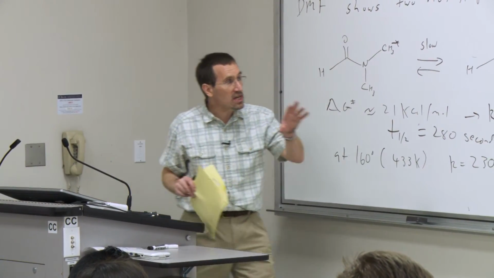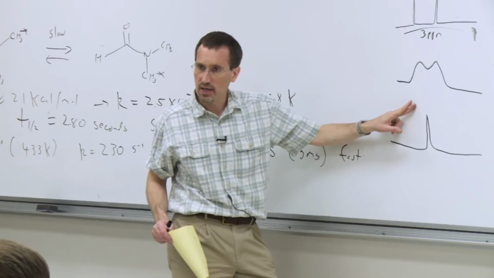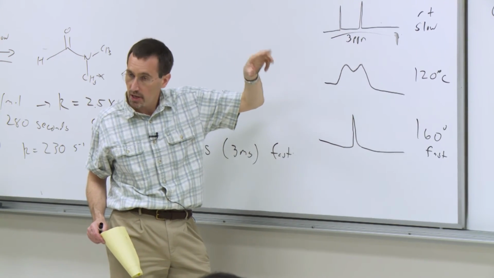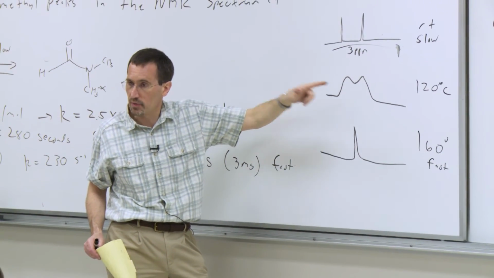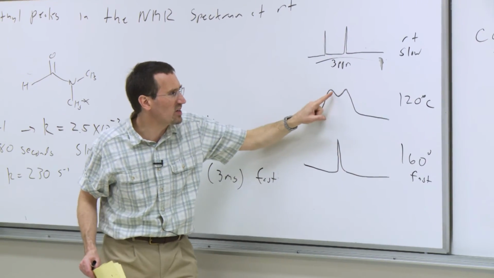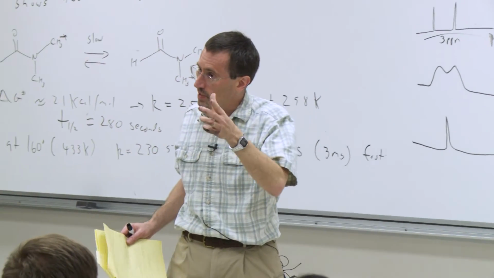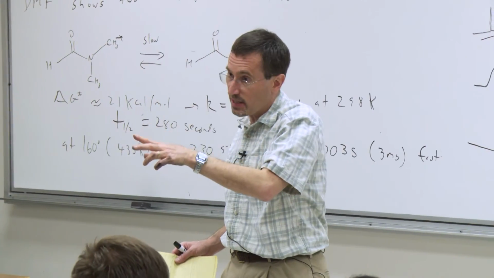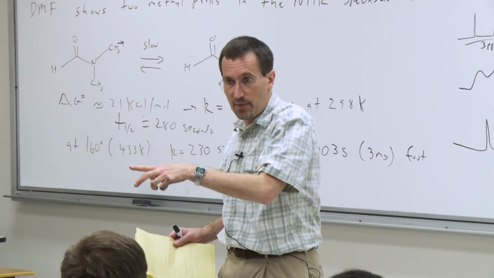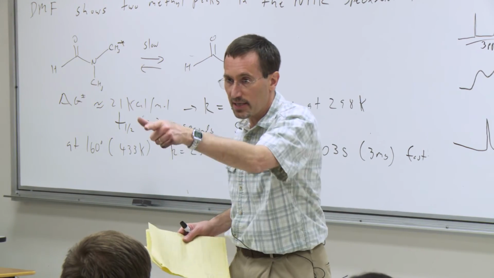And of course, if you do this experiment and find the exact temperature of coalescence, the exact point where these merge into one peak, you can figure out, because there's a relationship between peak width and rate constant based on the uncertainty principle. You can, from NMR spectroscopy, get delta G double dagger for the process.